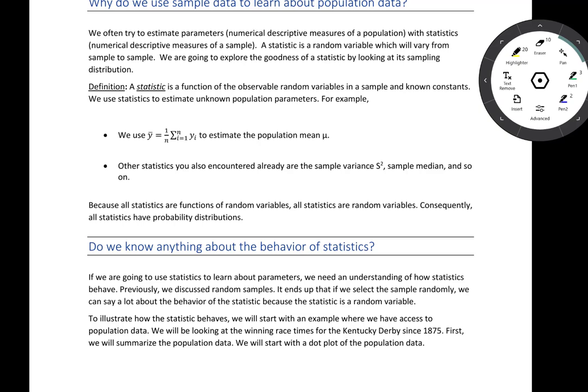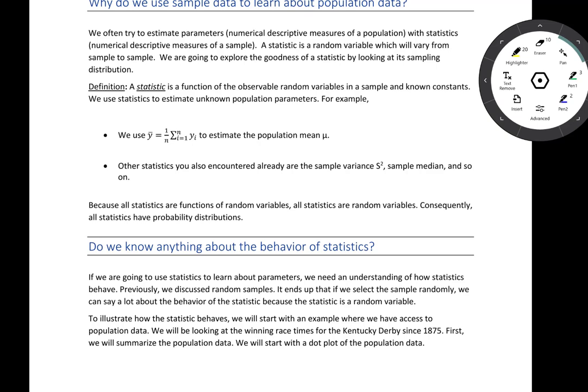Notice the statistic does not have any parameters in it. We're going to use these statistics to estimate unknown population parameters. You've seen this before. For example, we could use the sample mean to estimate the population mean. You've also looked at the sample variance, sample median, and lots of other types of statistics. In fact, anytime you've performed a hypothesis test, you calculated a type of statistic.